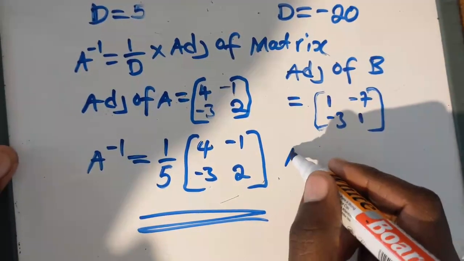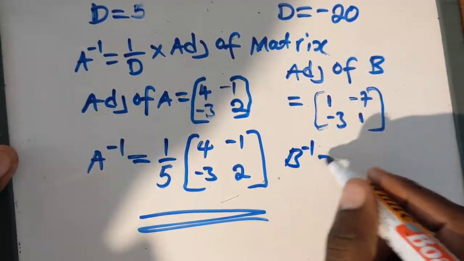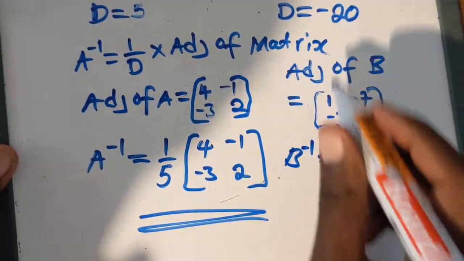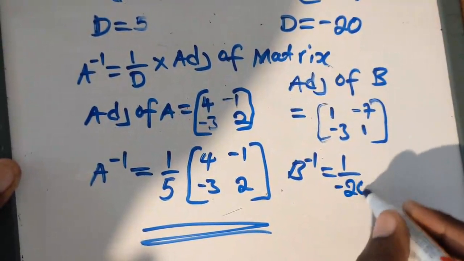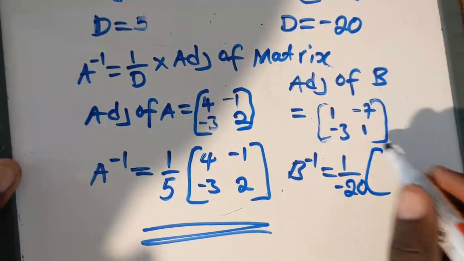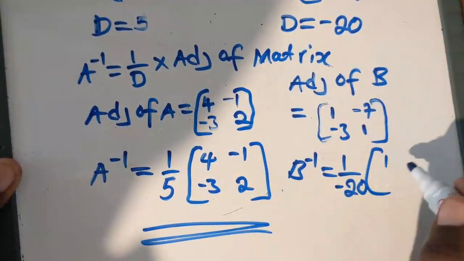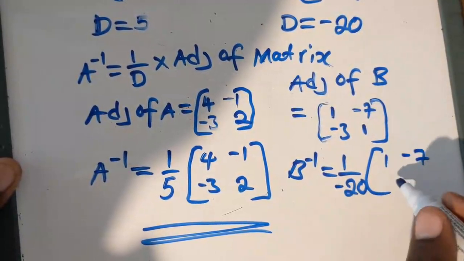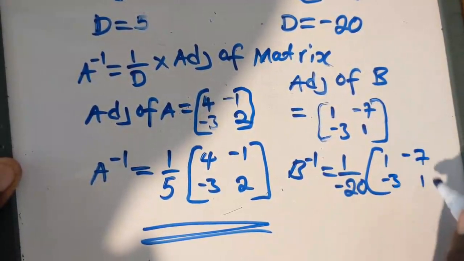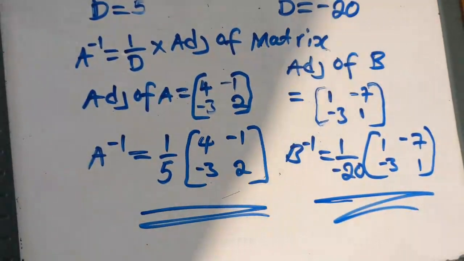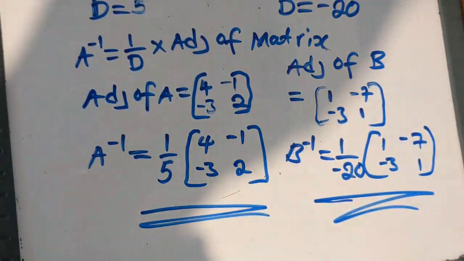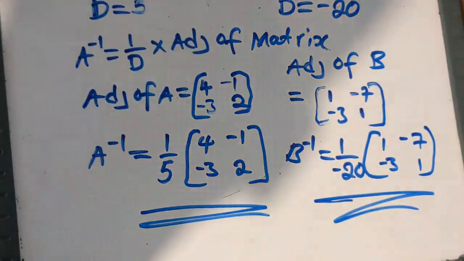So the inverse of B is equal to 1 over the determinant. The determinant is negative 20, so you put negative 20, multiplied by the adjoint, which you just copy: 1, negative 7, negative 3, 1, like that. Then you are done. That's how you find the inverse of a matrix.